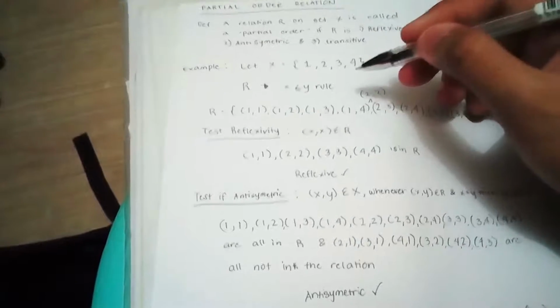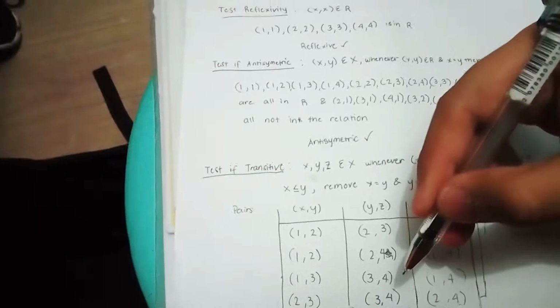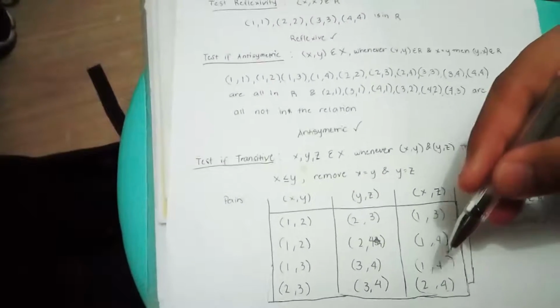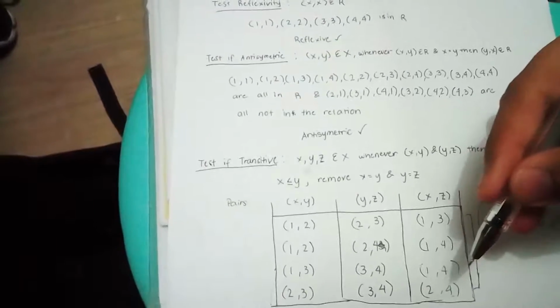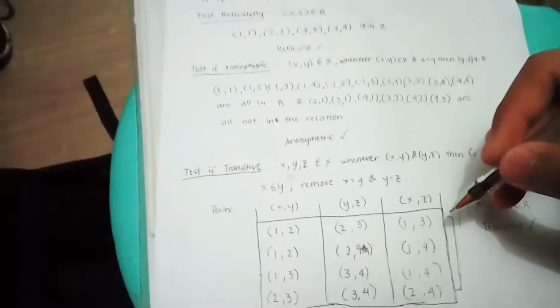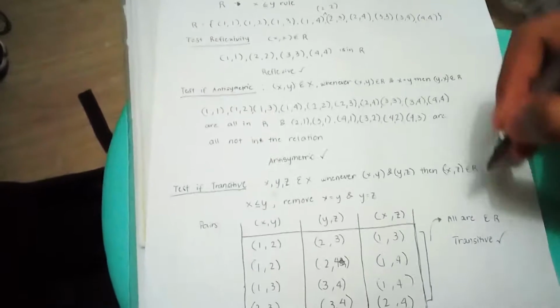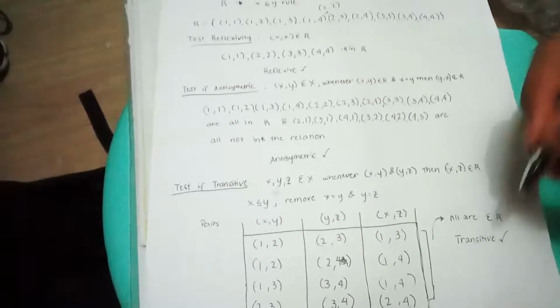3 and 4 yung x, y, and z. That's why dito yung x, y is 2 and 3. Yung y and z, 3 and 4. So yung x comma z natin, 2 and 4. And since itong x comma z, makikita natin dun sa ating relation, masasabi natin na transitive siya.